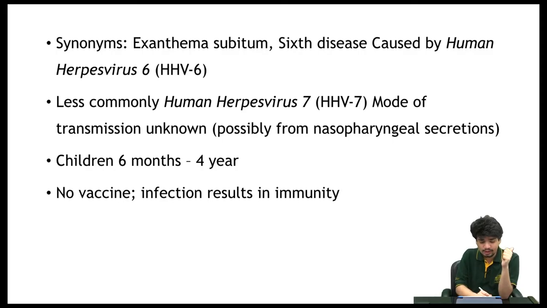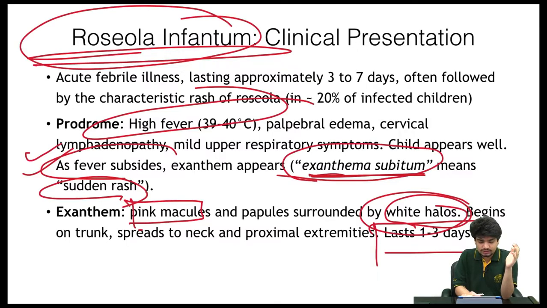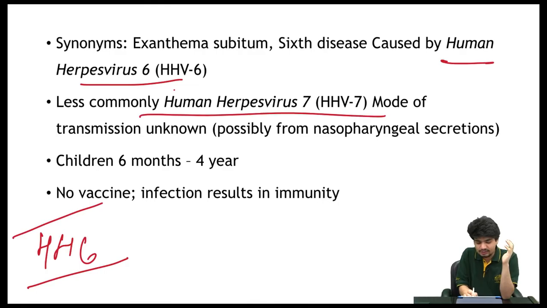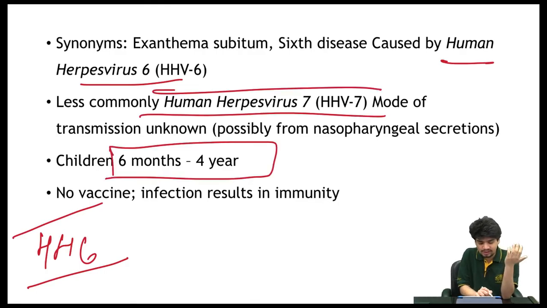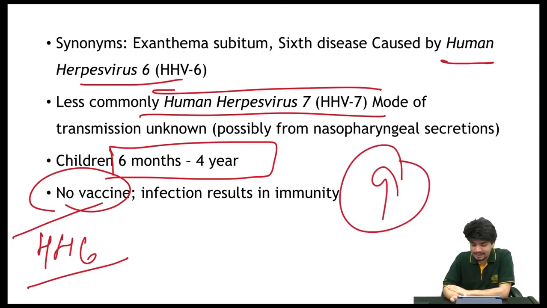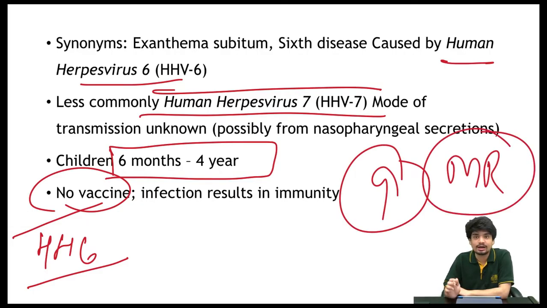What's more important for your entrance examination: what causes roseola? Roseola infantum is caused by human herpes virus 6, HHV6, less commonly by HHV7, human herpes virus 7. It tends to occur in children 6 months to 4 years. There is no vaccine. According to the Government of India guideline, at 9 months the child should be vaccinated with MR, that is, the measles and rubella vaccine.